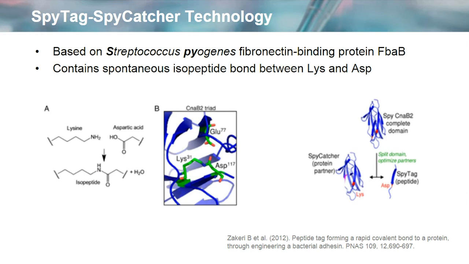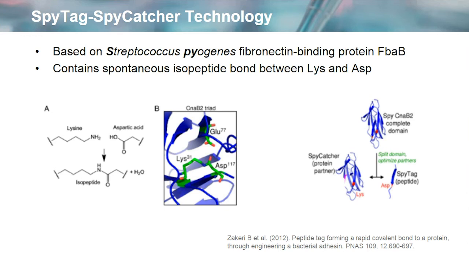And this bond is a peptide bond, an amide bond. It's a covalent bond, and it forms spontaneously. The reaction energy comes from that glutamic acid at position 77. And when this domain is split out into the 13 amino acid SpyTag and the rest, which is called the SpyCatcher, this bond will still spontaneously form.